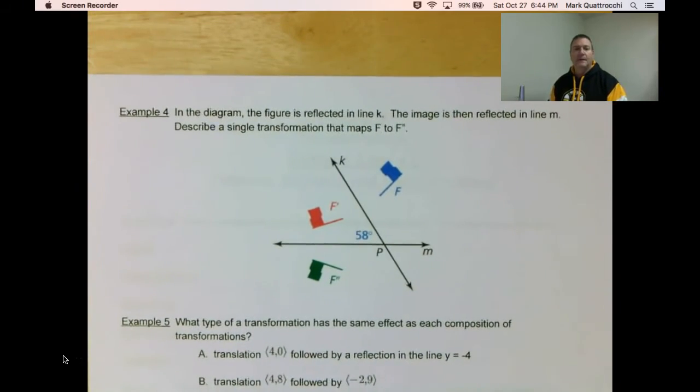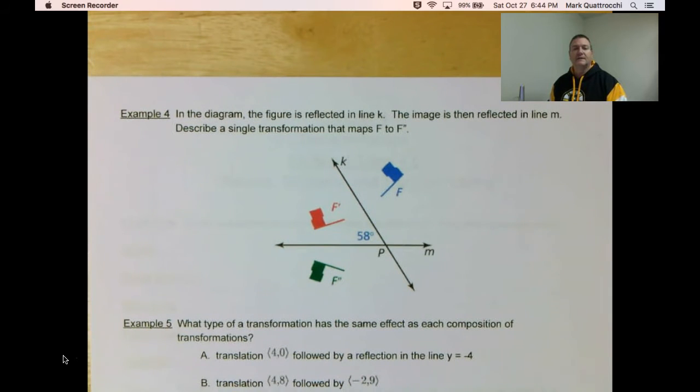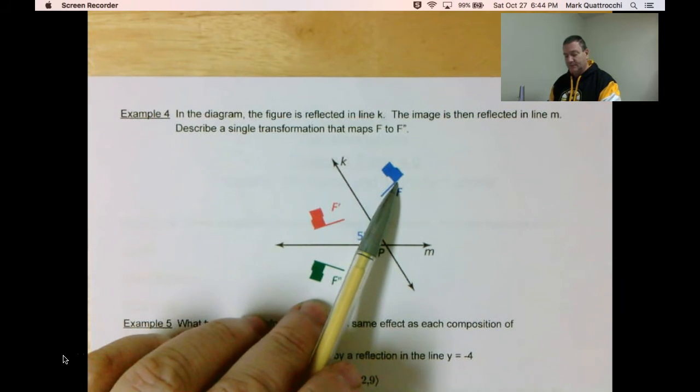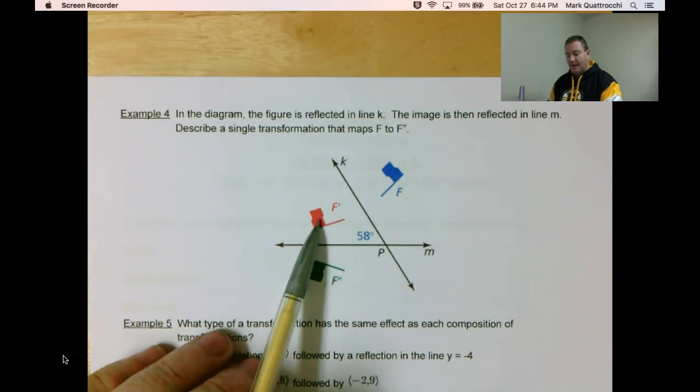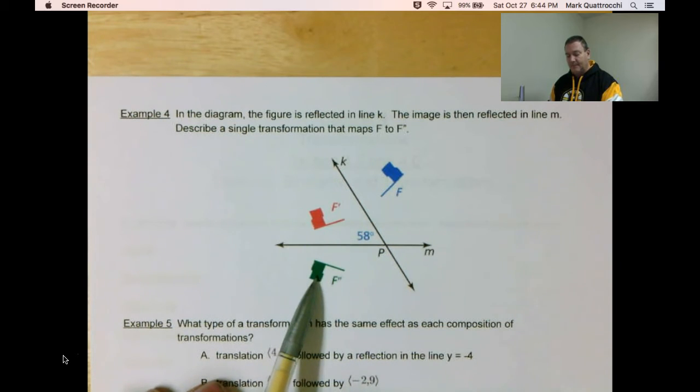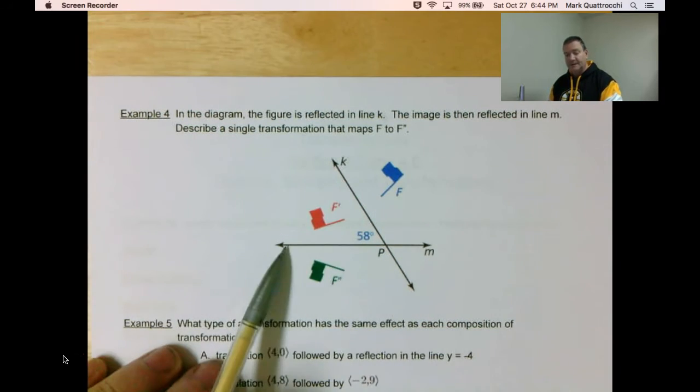Example 4. In the diagram, the figure is reflected in line K. The image is then reflected in line M. Describe a single transformation that maps the figure F to F double prime. So here's F. It gets reflected in line K, making it F prime. F prime gets reflected in line M, making it F double prime. These two lines are intersecting lines.